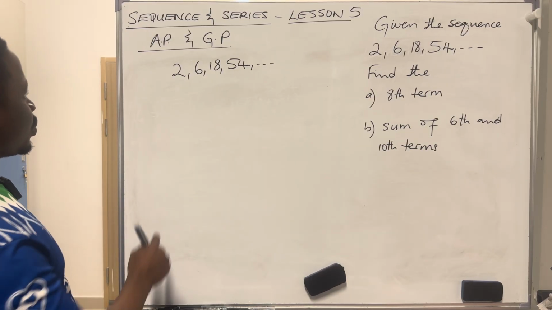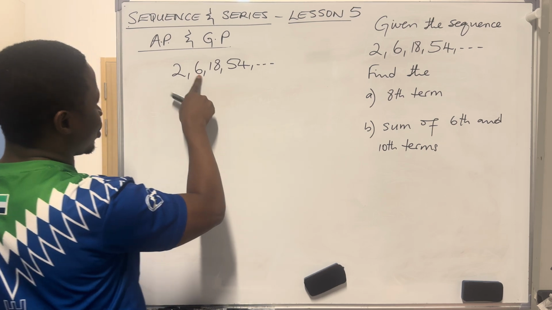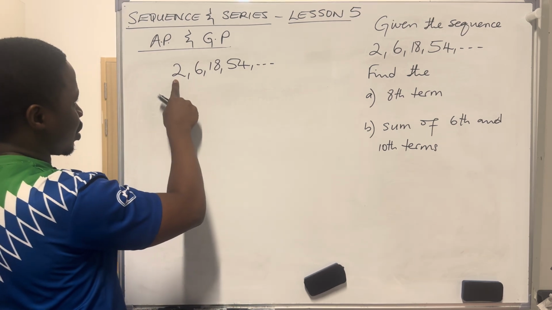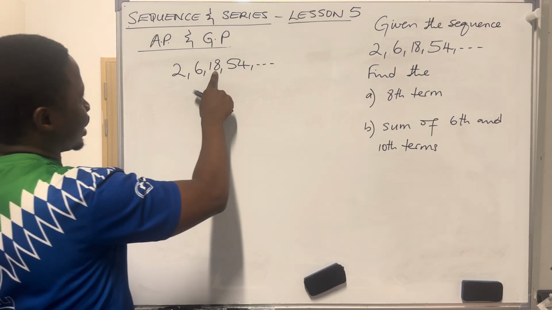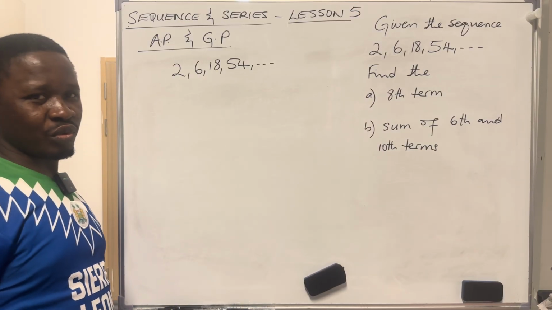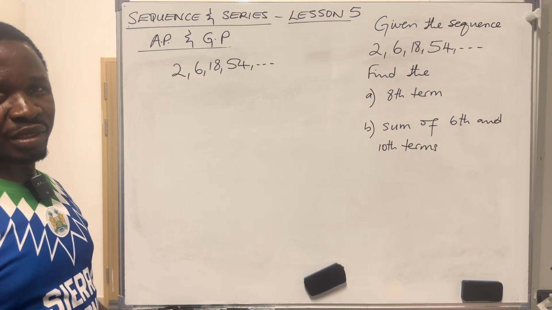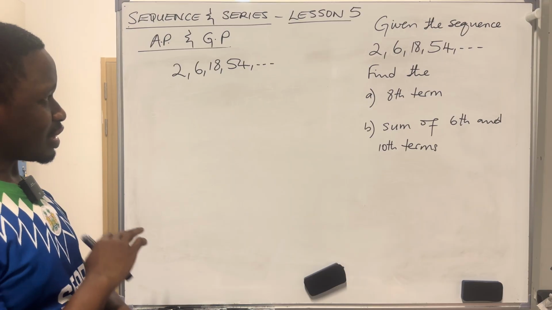The first thing we do, 6 minus 2. 6 minus 2 is 4. 18 minus 6, is it 4? No. Definitely it is not an AP.